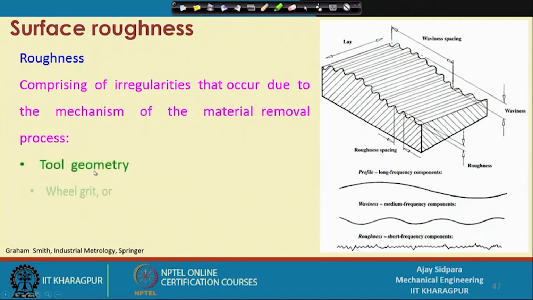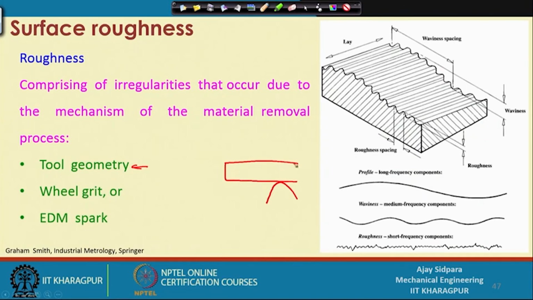First thing is the tool geometry, wheel grit if it is a grinding process, and if it is a machining process then it is the EDM spark. So, now how will the tool geometry affect this? Because we know that we have something called the nose radius, correct. Now let us consider that we are turning one workpiece, right. So, this is the workpiece and we are turning.